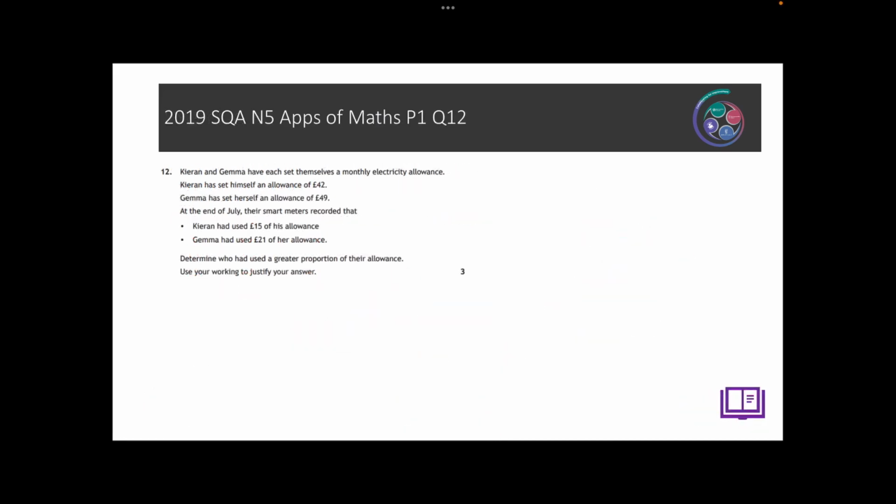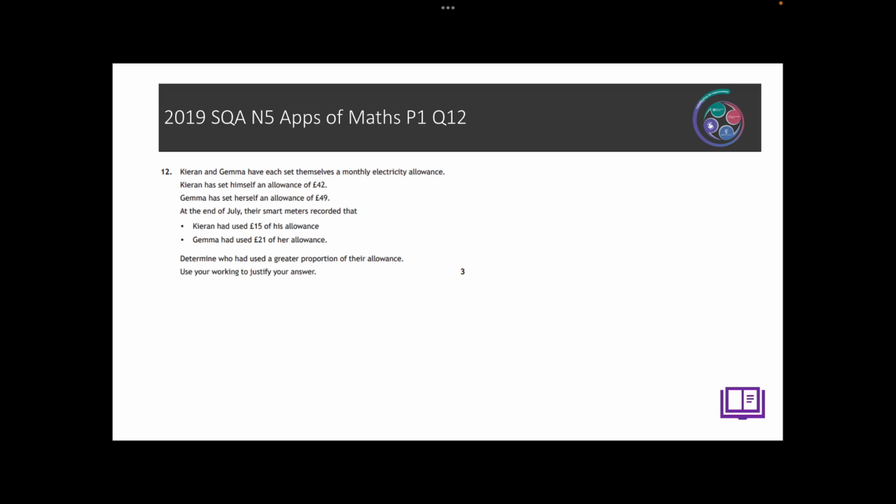So the next question I would like to look at is question 12. Kieran and Gemma have each set themselves a monthly electricity allowance. Kieran has set himself an allowance of £42. Gemma has set herself an allowance of £49. At the end of July, their smart meters recorded that Kieran had used £15 of his allowance. Gemma had used £21 of her allowance. Determine who had used a greater proportion of their allowance. Use your working to justify your answer.